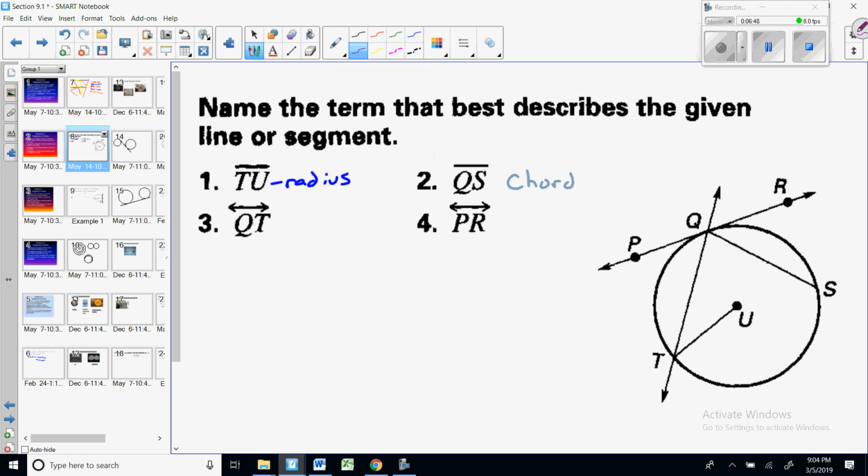Line QT. Okay, QT's line is a secant, and it's kind of important that it's got these arrows on the end because that indicates that you have a line and not a chord. And then lastly, line PR. Okay, PR is a tangent. Okay, it intersects the circle at one point and bounces off.